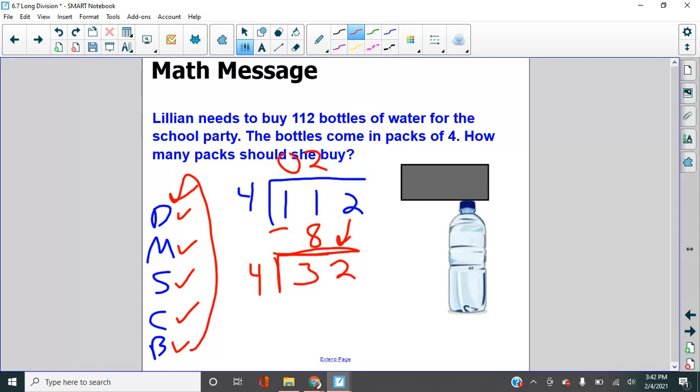Okay, should have said 8. Where does the 8 go? Yeah, it goes on the top. What would happen? Look at this. What if you put it there? You're going to get the wrong answer.